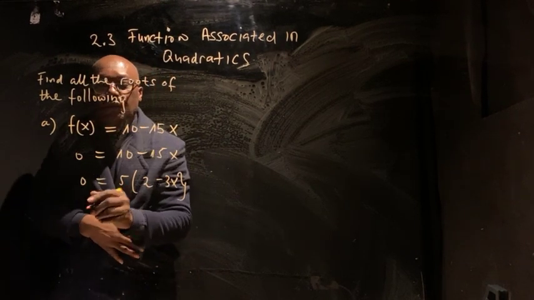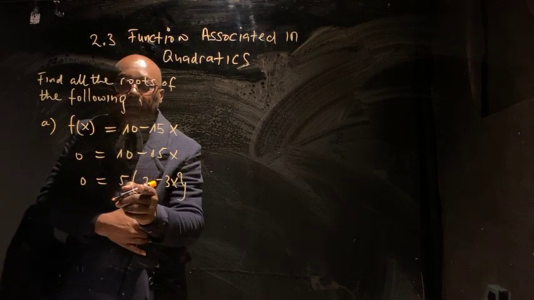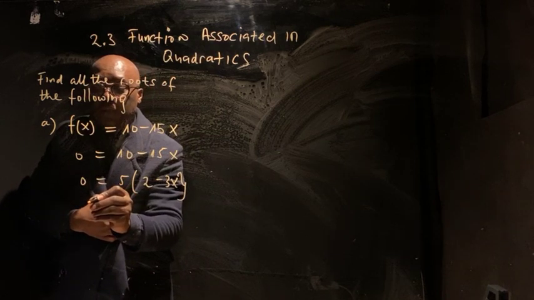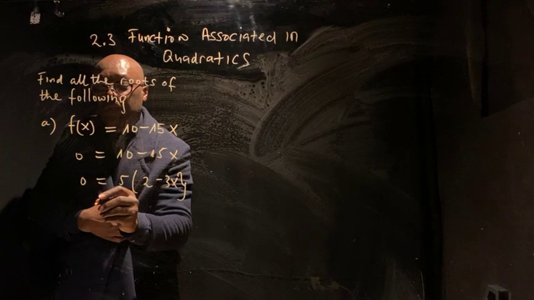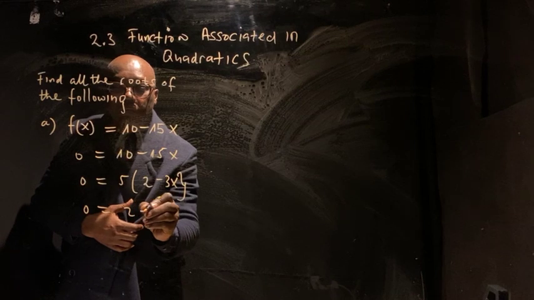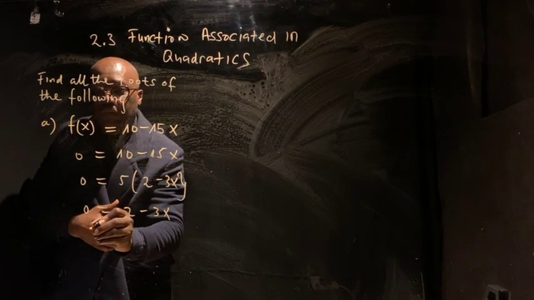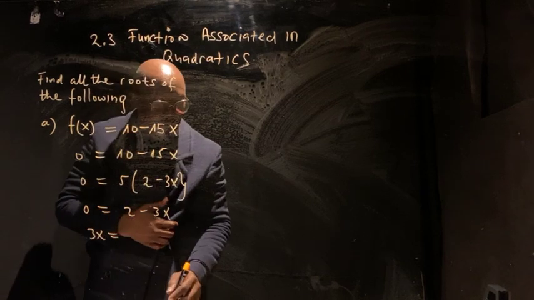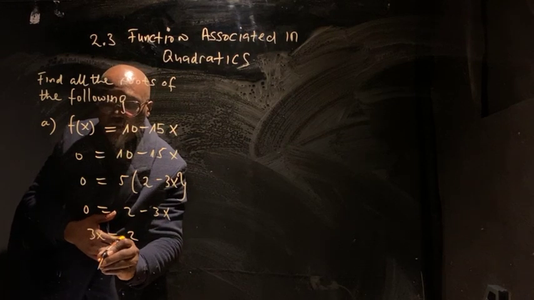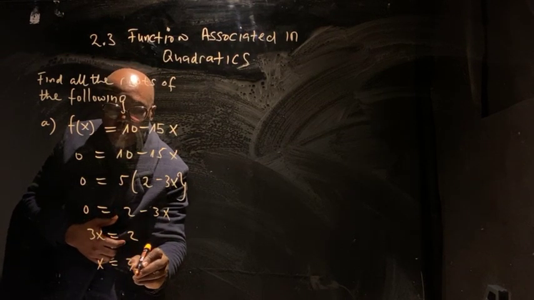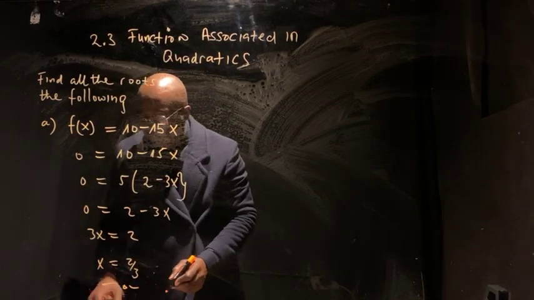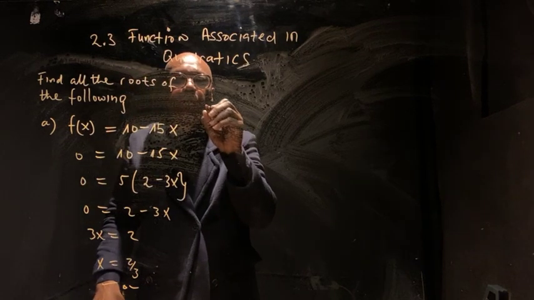Dividing both sides, of course, you cannot say that 5 is equal to 0. It cannot be. It is mathematically impossible. So all you have to do is divide both sides by 5. If you divide both sides by 5, you'll be left with 0 equals 2 minus 3x, which is no different from 3x equals 2, which indicates that x equals 2 over 3. So simple question. This is basic algebra.